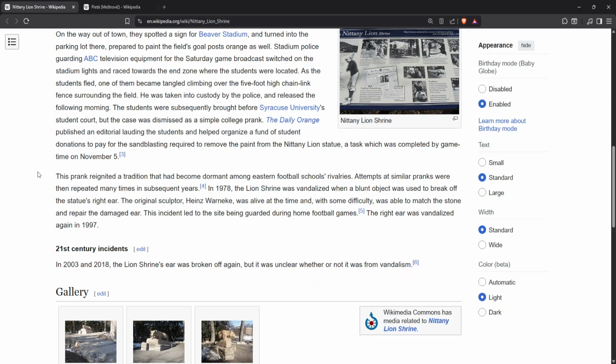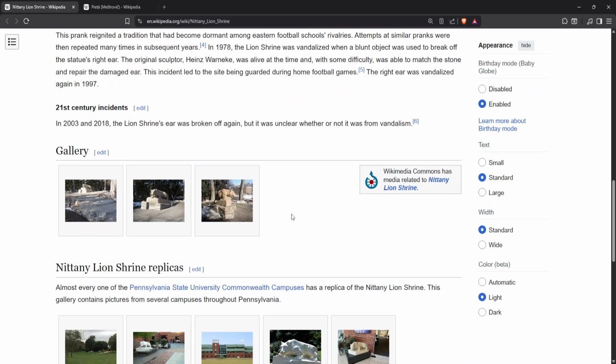Come on. I mean, it's one thing to dump paint on it, but you're just trying to destroy the damn thing now. Not very cool. 21st century incidents. In 2003 and 2018, the Lion Shrine's ear was broken off again, but it was unclear whether or not it was from vandalism. It could have been from obvious signs of its nature. Obviously, nature can do that, the lovely environment, depending how often it's renovated.